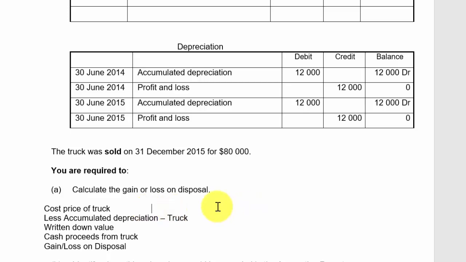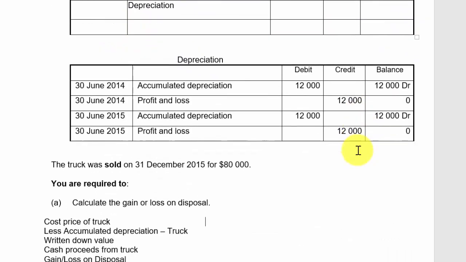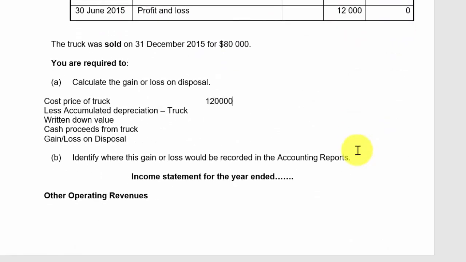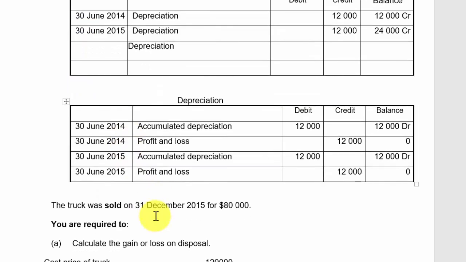So in the first instance, I want to put down what the cost price of my truck is. You need to find the historic value. There it is, 720,000. So let's put that in. The accumulated depreciation of the truck. Now, I've got to be careful. That gets calculated every financial year, but we sold the truck on the 31st December, which is another 6 months on from there. So I have to calculate the extra accumulated depreciation as at the date of disposal. So it's another 6 months.